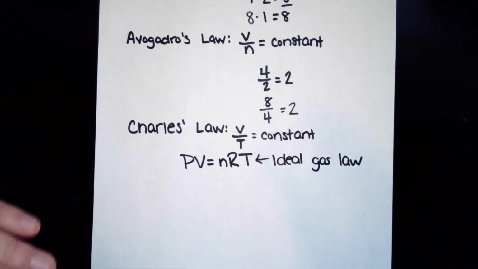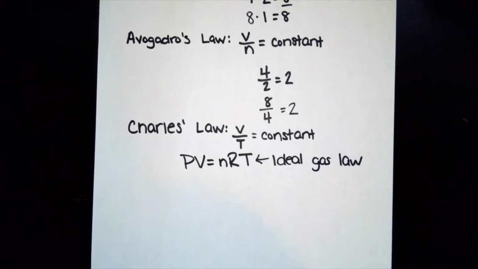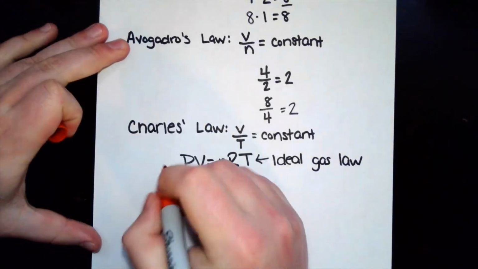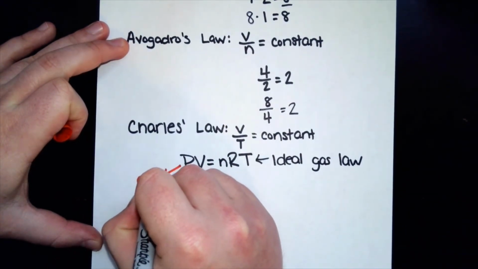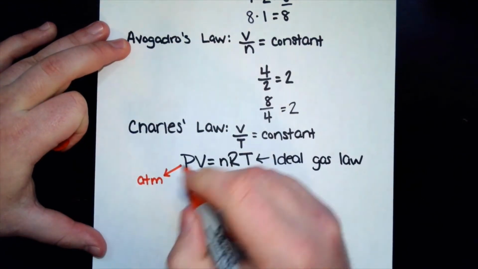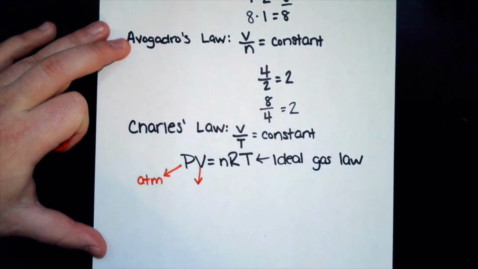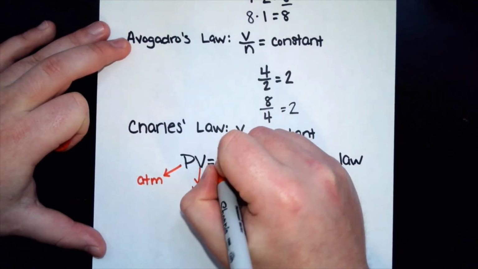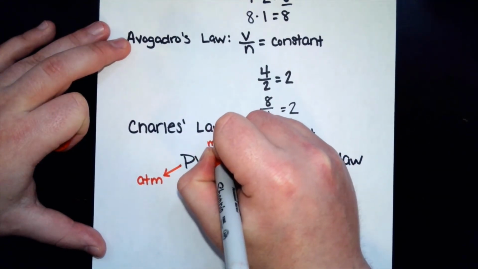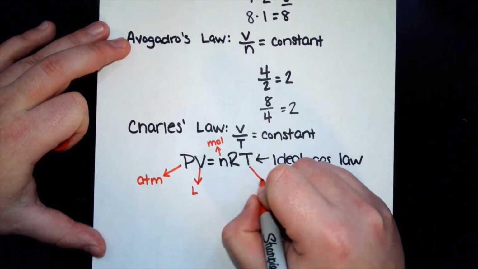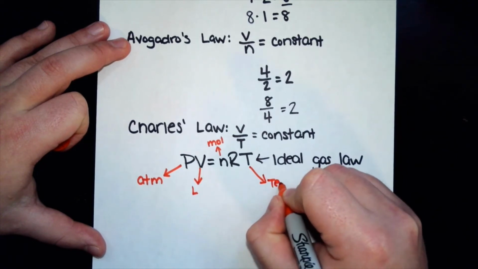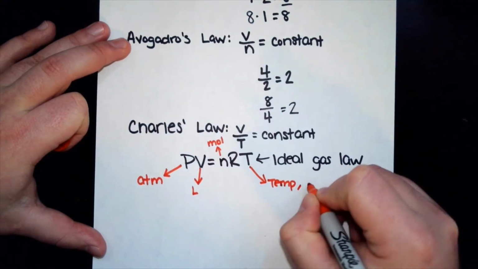Now let's break it down a little bit. So P, as I've mentioned, is the pressure, and the unit it has to be in is atmospheres. V is the volume, and the unit that has to be in is liters. N, of course, is the number of moles. I'll get to R in a second. And T is the temperature, and that has to be in Kelvin.